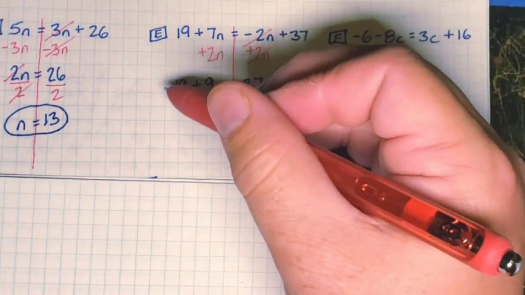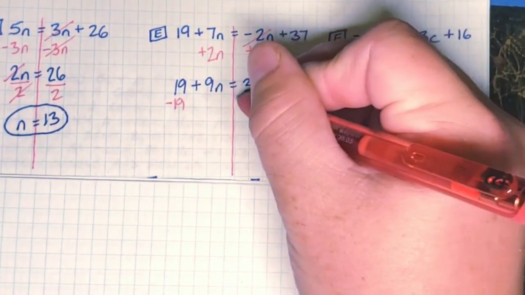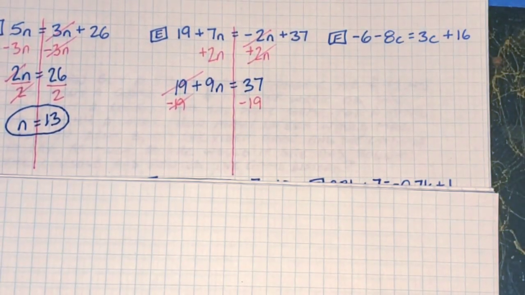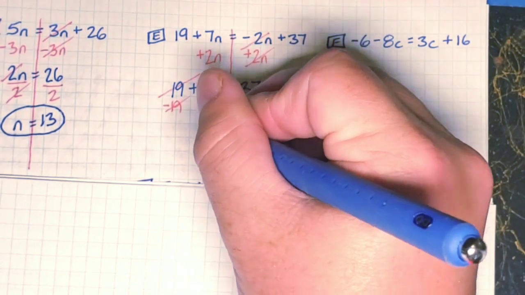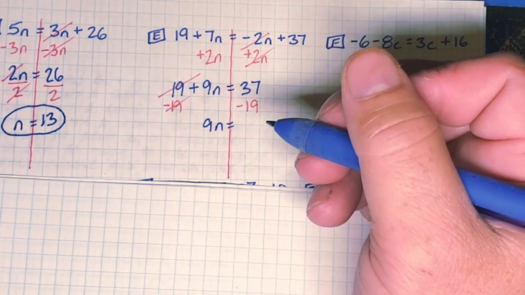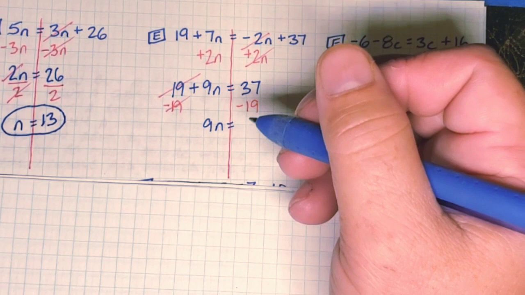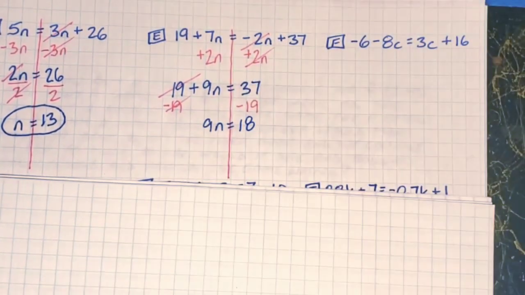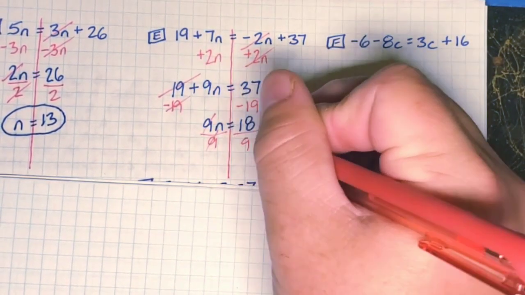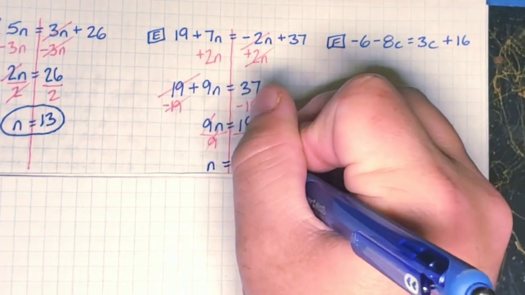Now we're going to undo the constant. How do you get rid of a 19? You subtract 19. And whatever you do to one side, you got to do to the other. So that leaves 9n equals 37 minus 19, which is 18. And then we divide both sides by 9, which leaves us with n equals 2.